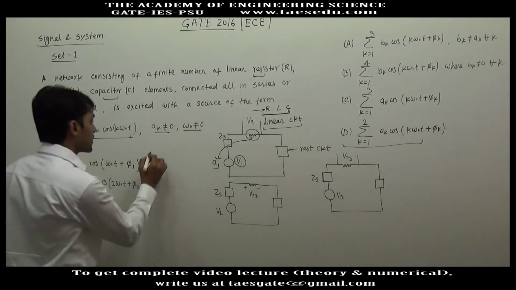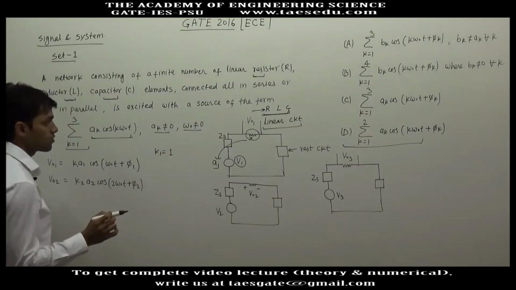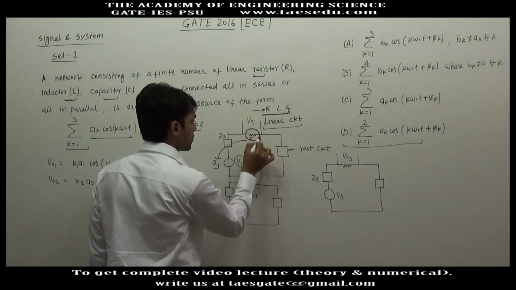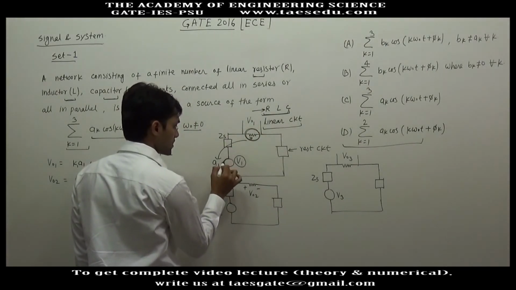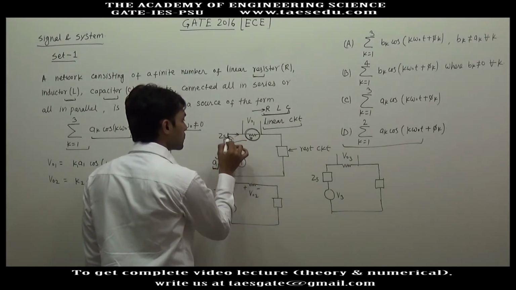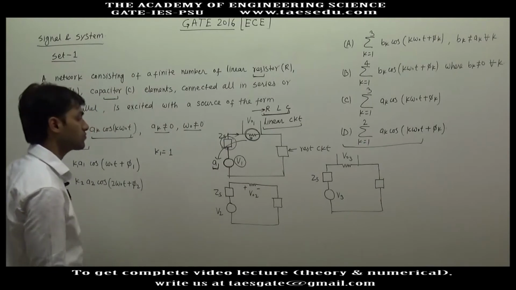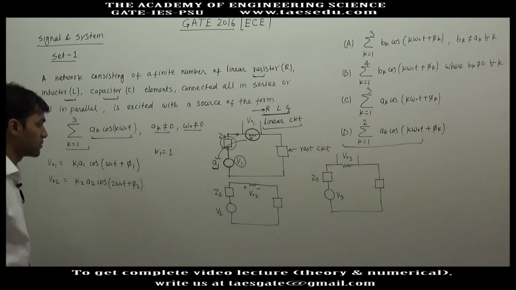And certainly K1 will not be equal to 1. The amplitude of voltage across this resistance will not be equal to the amplitude of source voltage, because the source has some impedance. So when current flows, there will be some voltage drop across the source impedance. Okay. And one more thing is very important.